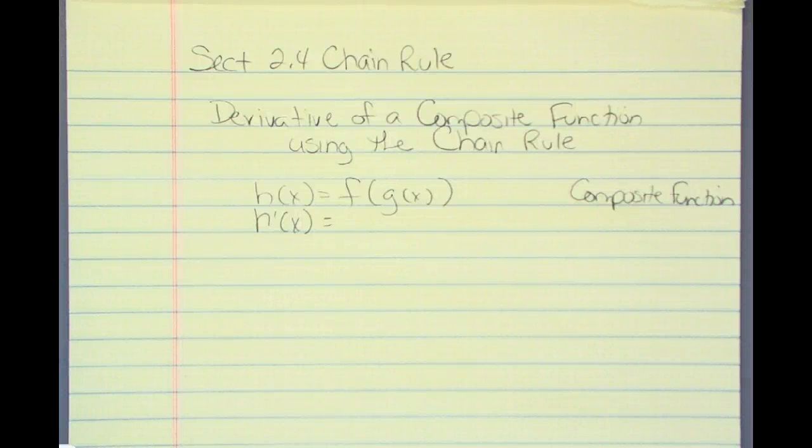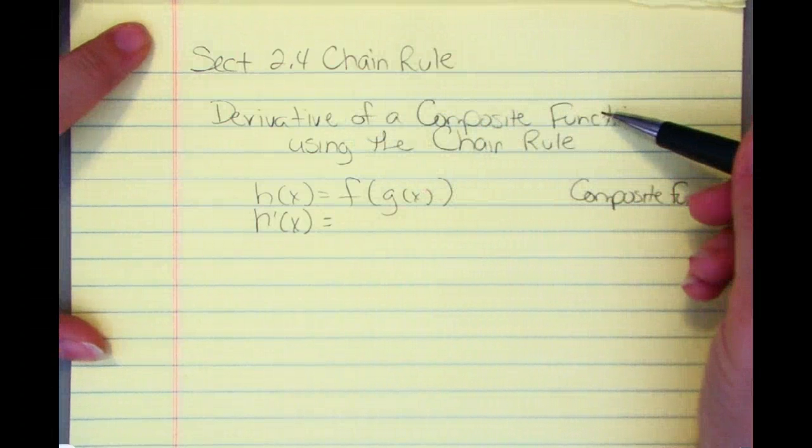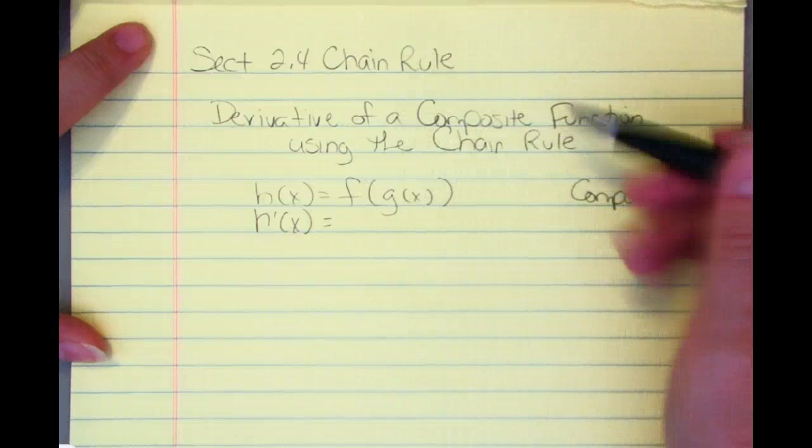Tonight's video is on section 2.4. It is called chain rule. The derivative of a composite function using the chain rule.